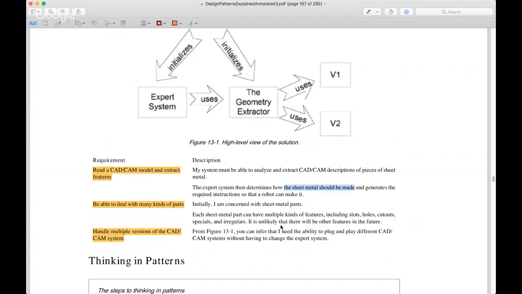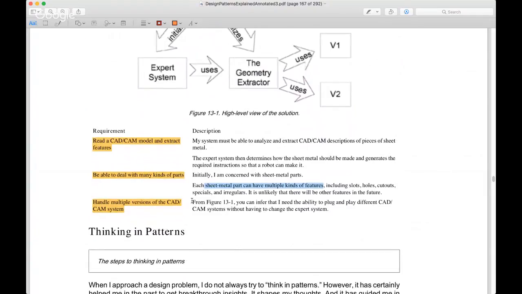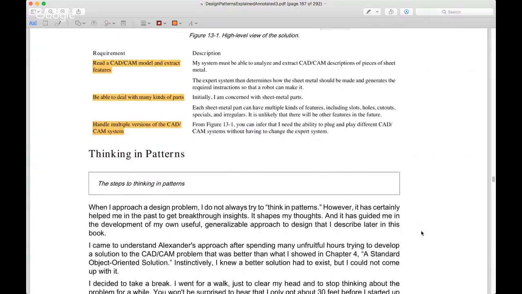And each sheet metal part has some amount of complexity. We've already gone through the different kinds of parts that it's going to make. And we're going to make everything so that it is configured to most easily play with at least 2 different CAD/CAM systems without having to change the expert system, nor change any more of the code we're developing than necessary. That's the design objective.